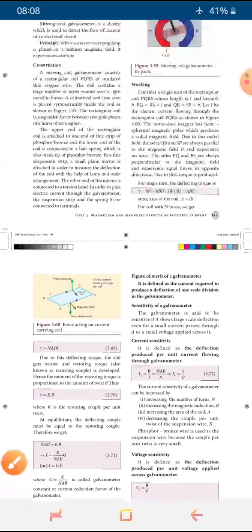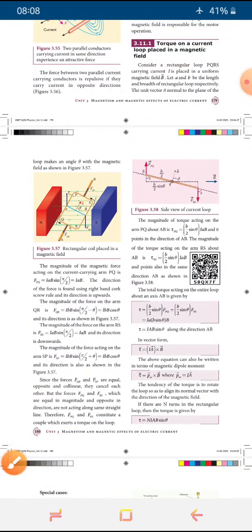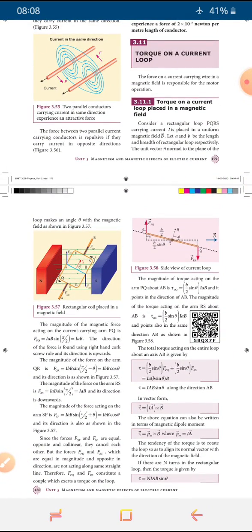Children, for today's test, you can take the topic torque on a current loop placed in a magnetic field. Take only 3.11.1 as today's topic. Learn it well, write it in your homework, and send that image to me as homework.